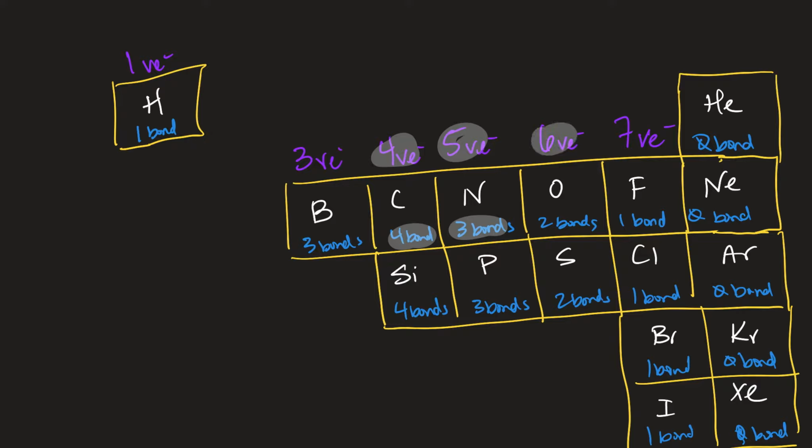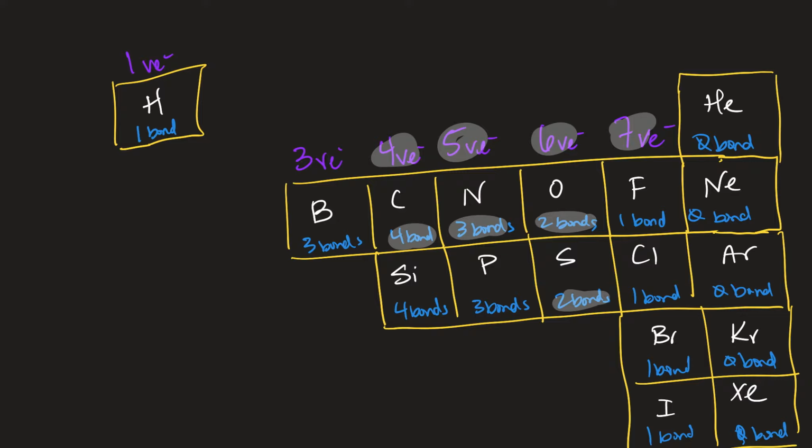Oxygen has 6 valence electrons. To reach the full octet of 8, it needs 2 bonds. Same thing with sulfur: it also has 6 valence electrons, so it needs to make 2 bonds. 6 plus 2 is 8. Fluorine, chlorine, bromine, and iodine all have 7 valence electrons, so they only need 1 bond in order to have access to 8 electrons.